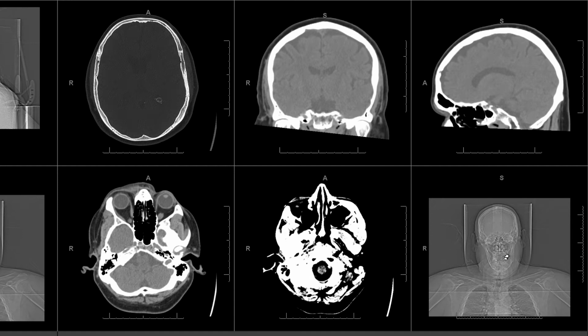Hello everybody. Today we're going to be talking about and reviewing how to look at imaging. First, let's talk about ergonomics.